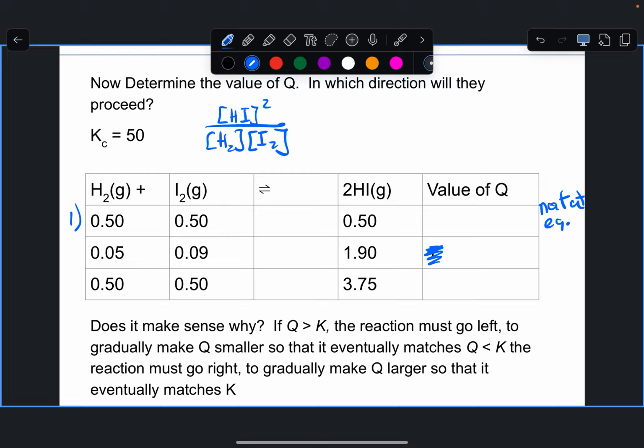So watch my little balance point thing. This is where we're at, 1 to 1. We want it to be 50 to 1. So what does that mean? We got to make products and use up reactants. The way we do that is proceed towards the products. The reactants react, so they get used up, they go down. So like the denominator would be going down then. And we make products, so the numerator would be going up.